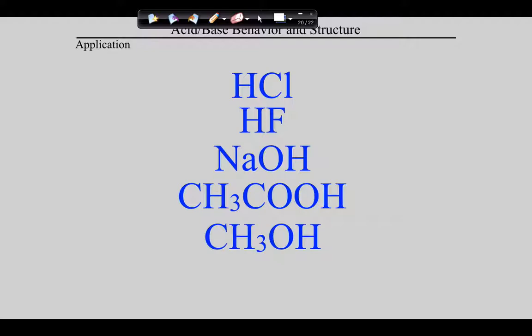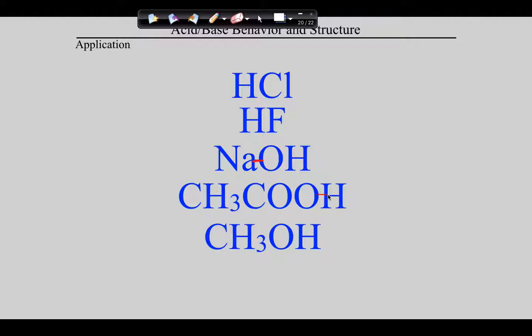Right? So guys, it goes like this. Sodium is a metal, the bond is ionic. But it's not the OH bond, it's the NaO bond. So the bond between the Na and O is ionic, therefore this is a base. Okay? Now we look at this.